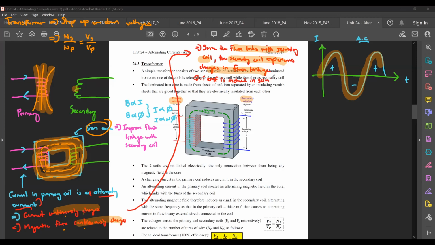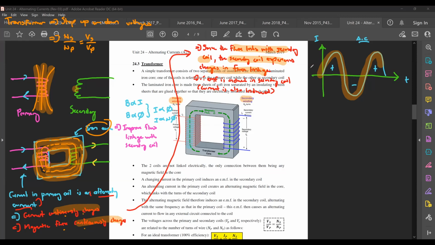This is where your voltage in the secondary coil comes about, and we know that when you have voltage, you have current. This is also where your induced current, your secondary coil current, comes about. So EMF is induced in the secondary coil, and current is also induced. In the secondary coil, you suddenly have current as well as voltage. This is all produced through EM induction.